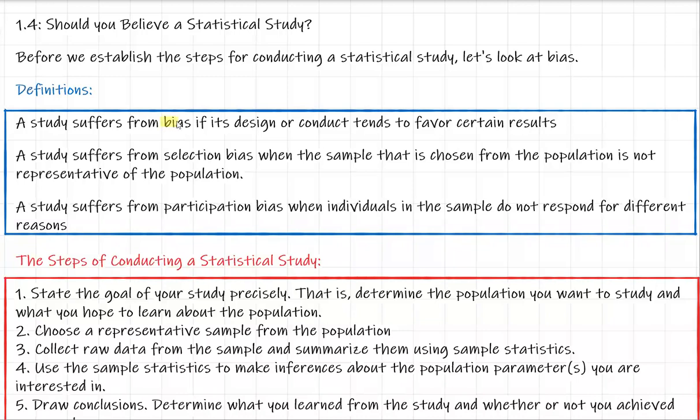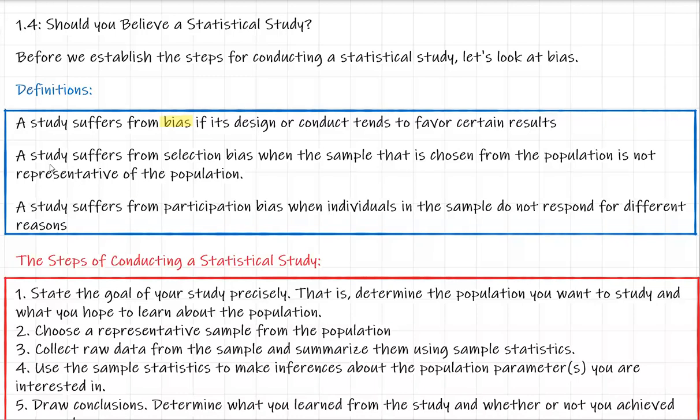A study suffers from bias in general if its design or conduct tends to favor certain results. So we say something is biased if it lends itself to a result without following the statistical process. And there are a lot of different ways we can see bias.